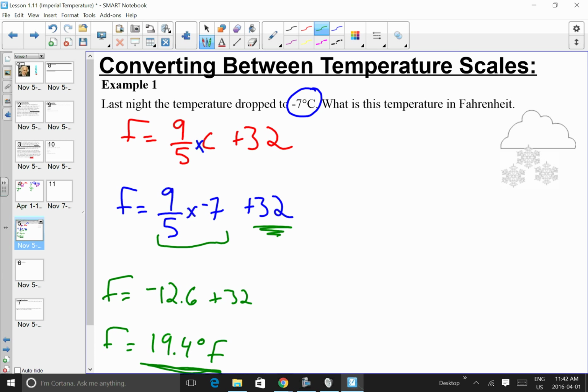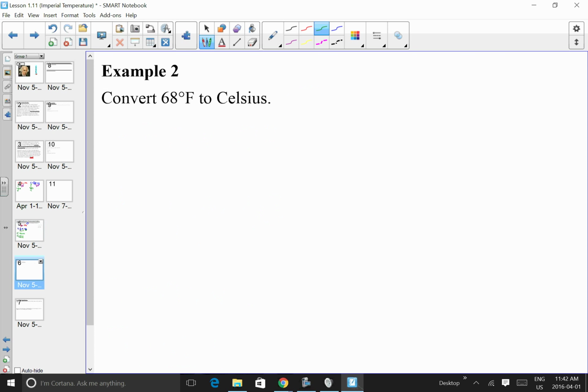So let's do one more example. Convert 68 degrees Fahrenheit into Celsius. So I'm looking for Celsius. So I'm going to use the other formula this time. I'm going to use C equals 5 over 9 (F minus 32). All right. So again, where the F is where the Fahrenheit temperature goes. So I'm just going to rewrite this thing. C equals 5 over 9. Instead of the F, I'm going to put my 68.